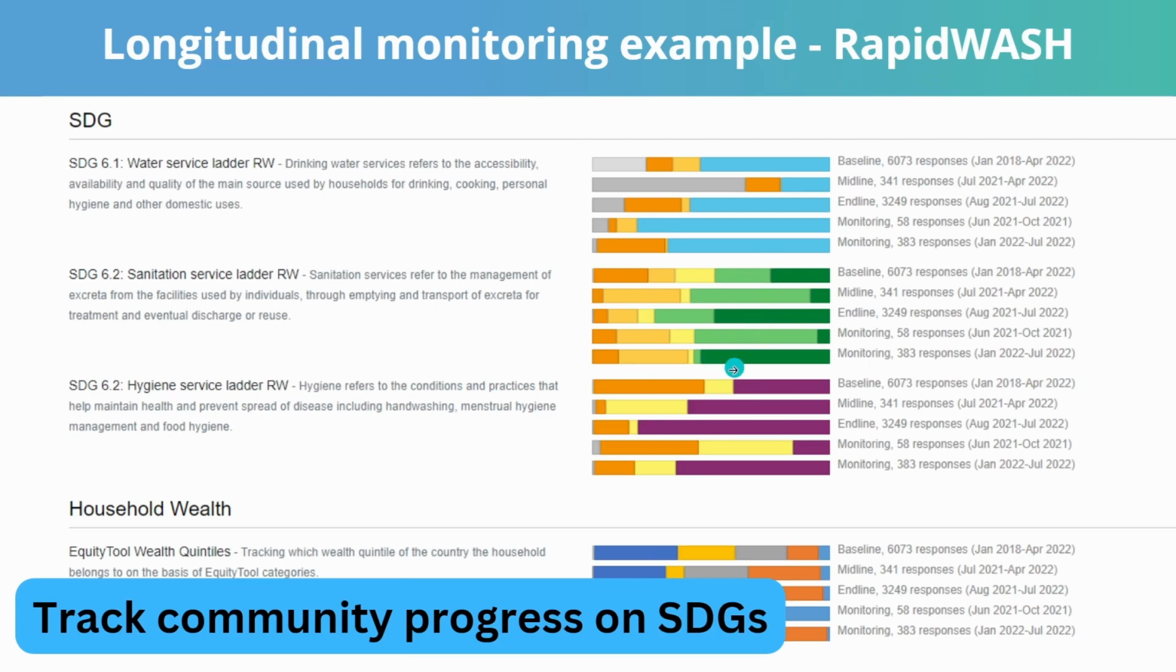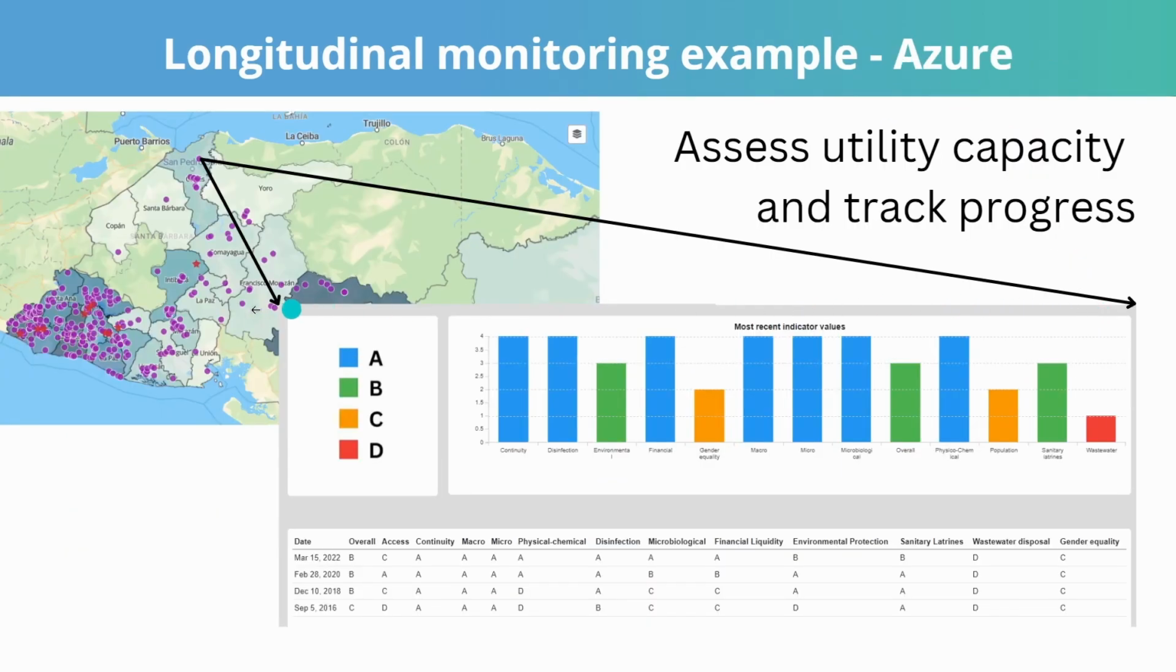And monitoring visits here and baseline to endline comparisons seem to show a positive impact for sanitation, for hygiene here, and also for water. So it gives you that overall picture, even as you're tracking that detailed household level data and building that up. So you get that. Check out RapidWASH. I'll put the link into the video notes.